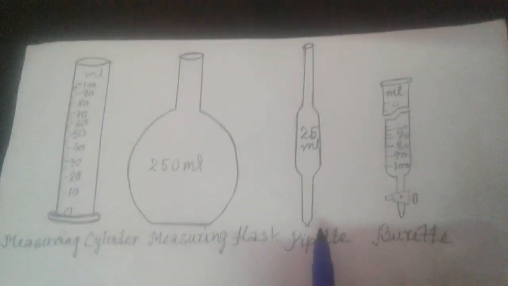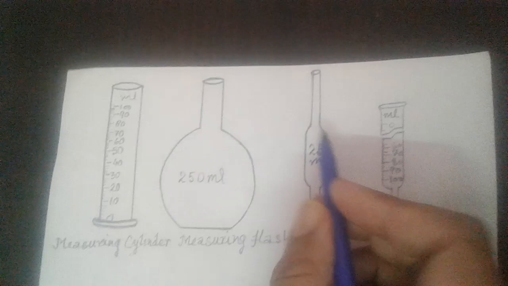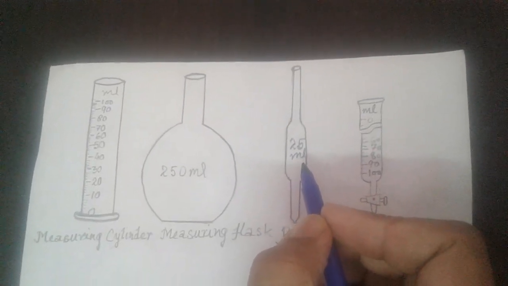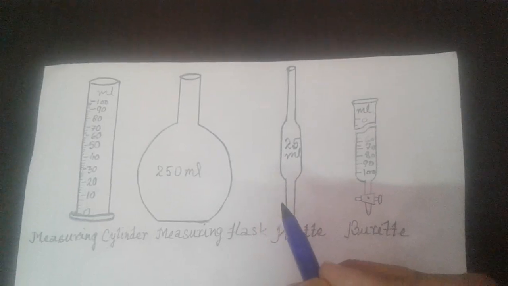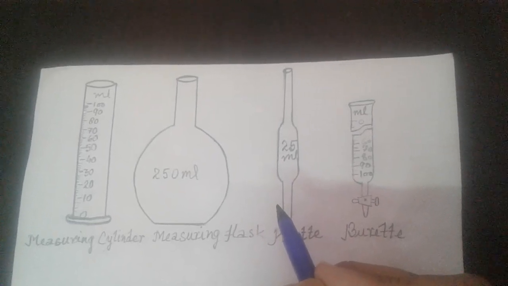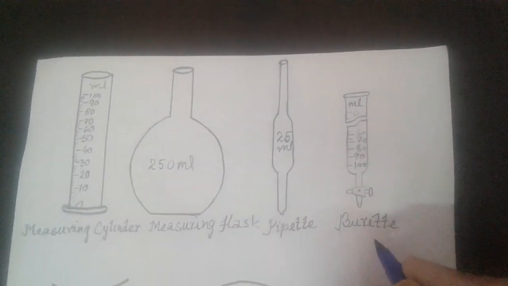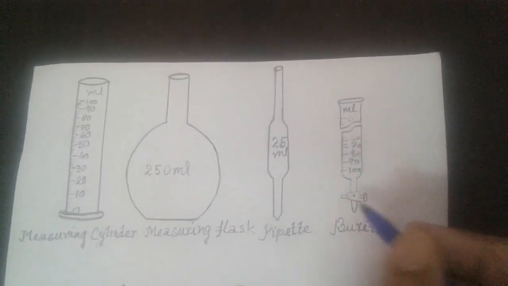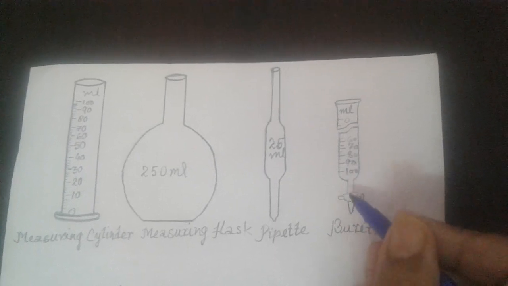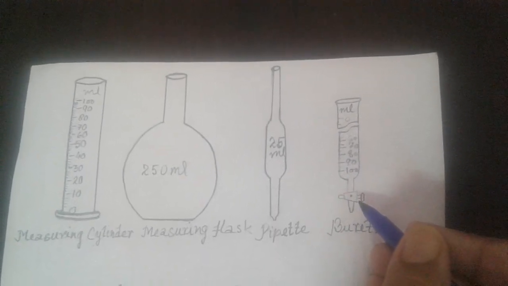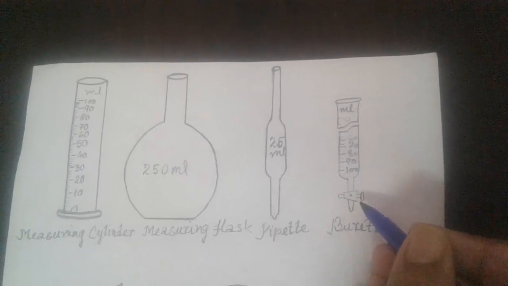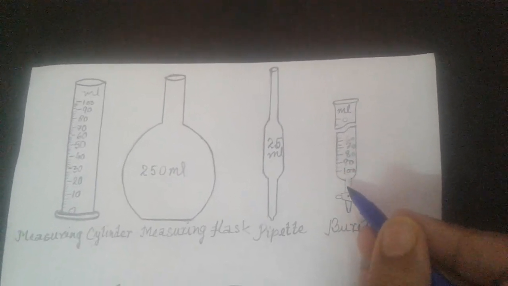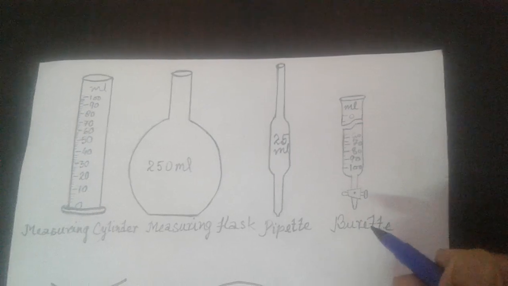Now next is pipette. It is a glass tube with a cylindrical bulb in its middle. It is used to transfer a fixed volume of liquid. Now next is burette. It consists of a narrow glass tube provided with a tap at the lower end. By opening the tap, the liquid from the tube can be taken out.